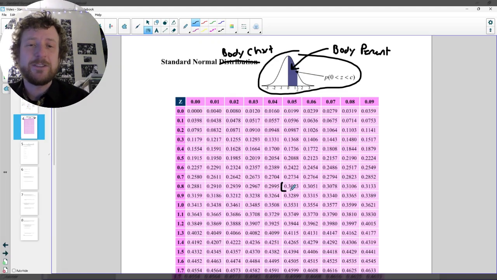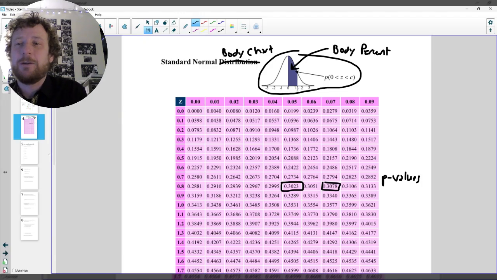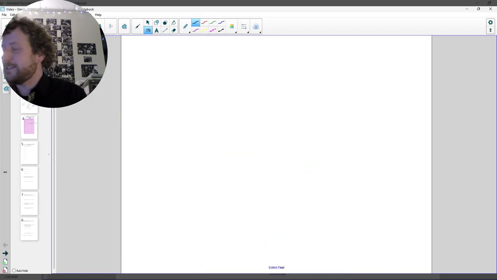So that just means that every single one of these numbers down here, these numbers are called p-values, but I'll often just say percent. They are body percents. So they are measuring that body, not the tail, not the whole curve. So let me show you an example.